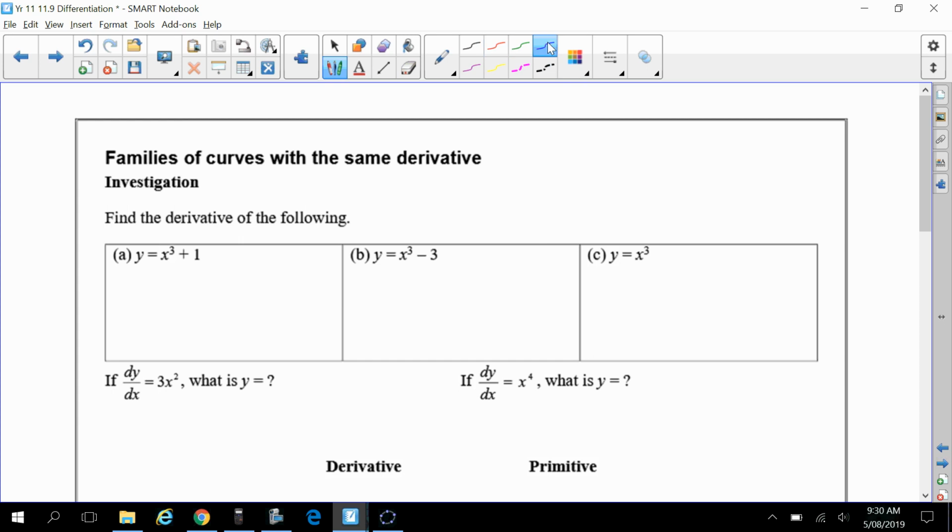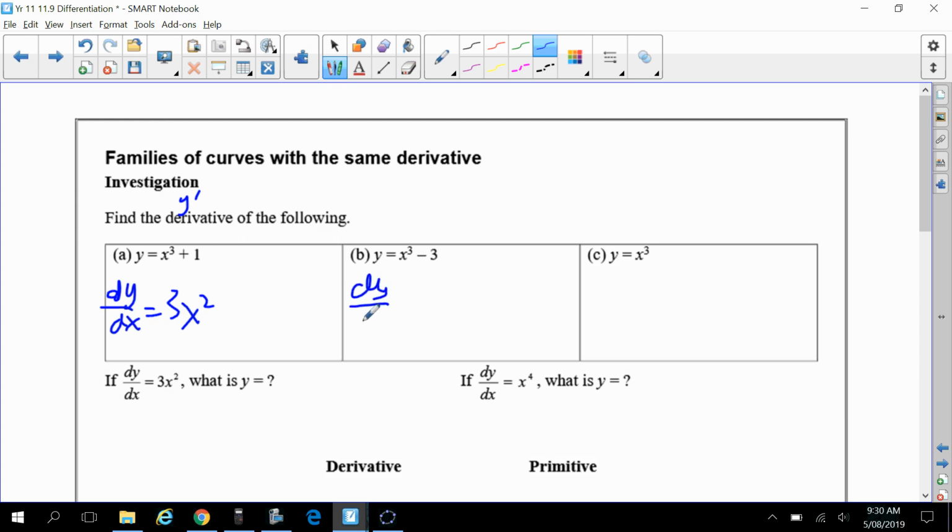Find the derivative of the following. Watch this. Watch. You want to move? You don't want to move. Good, stay there. y, dy on dx. I mean, you can still use the y dash, but it just looks cooler. dy on dx is 3x squared plus 0, right? The 1 disappears.